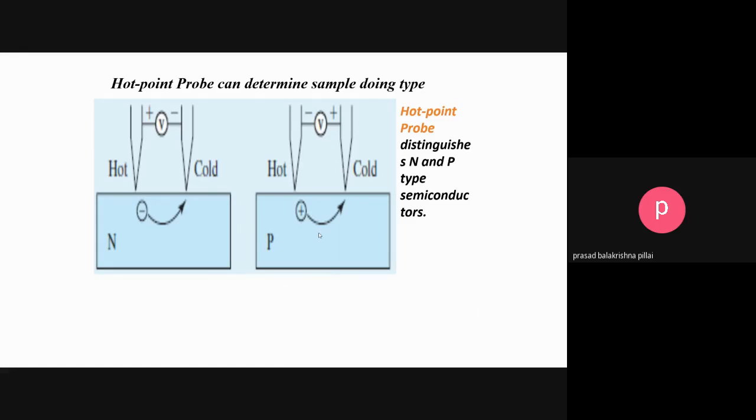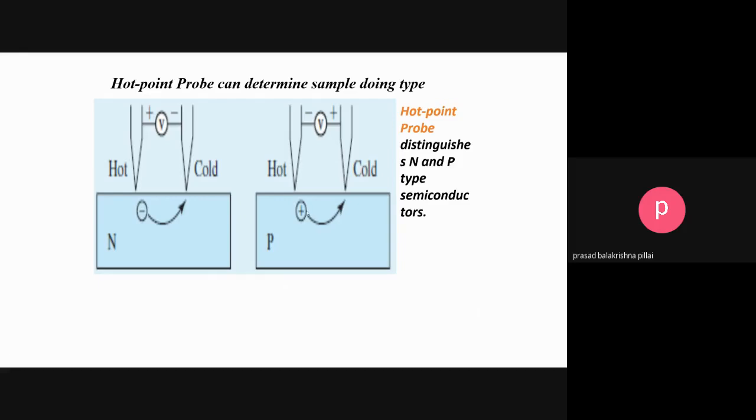So from the cold side, what is the voltage? You can use a voltmeter or ammeter, and from the voltage or the direction of the current, one can find the type. You should not just touch it and go, but you should not keep it for a long time either, otherwise steady state equilibrium will be established and you won't get it. So this was the experiment we used to do in our lab to find out whether the wafer is N type or P type.